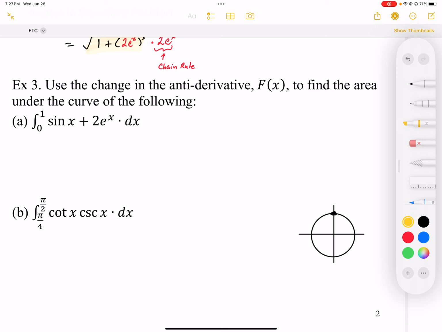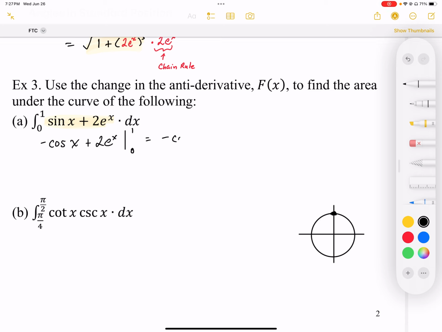So here we have this function, sine x plus 2e to the x, and we want to find the area under that curve from 0 to 1. To do that, we're going to first of all anti-differentiate this. So the antiderivative of sine works out to be negative cosine x, plus the antiderivative of 2e to the x, which is itself. And then we're going to evaluate this from the bounds 0 to 1.